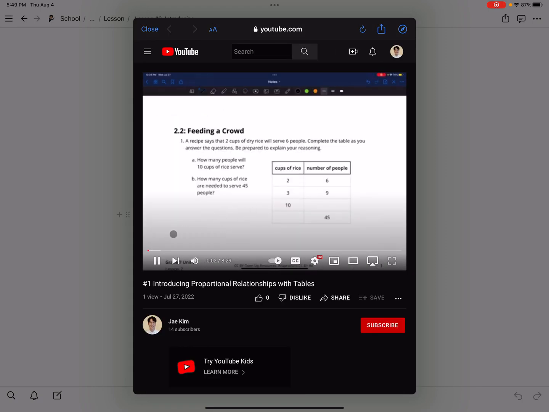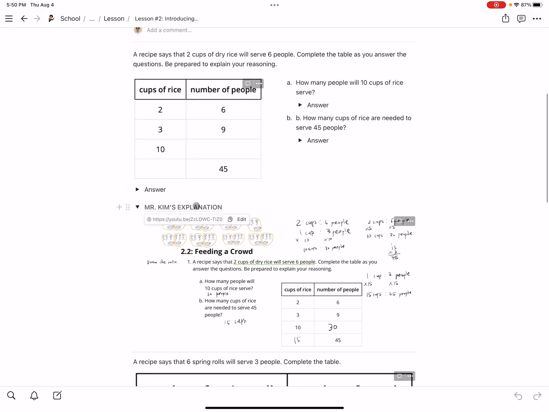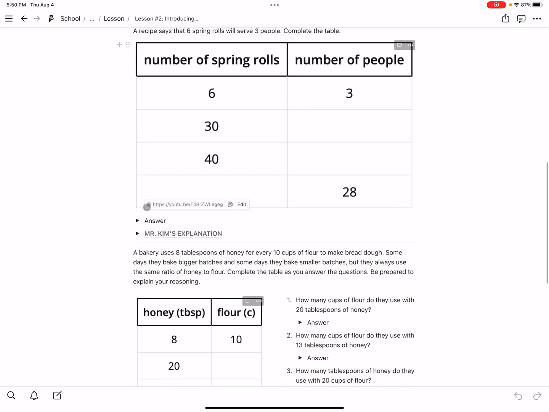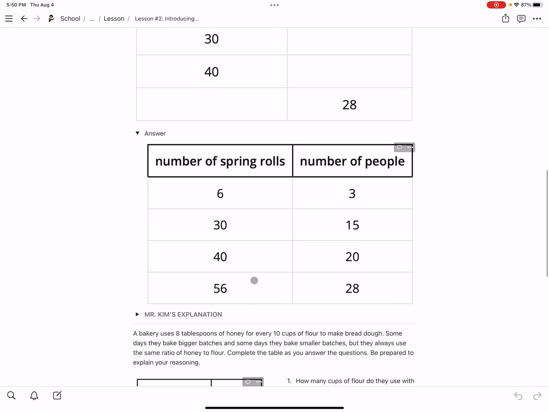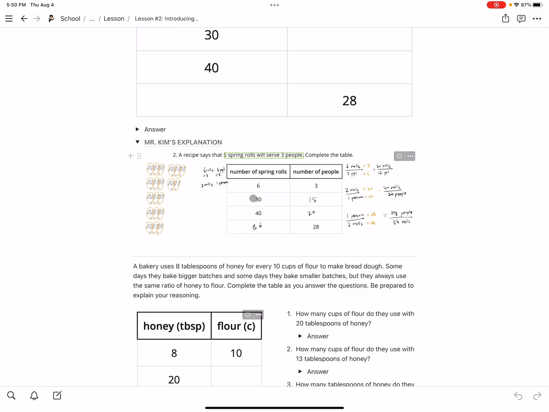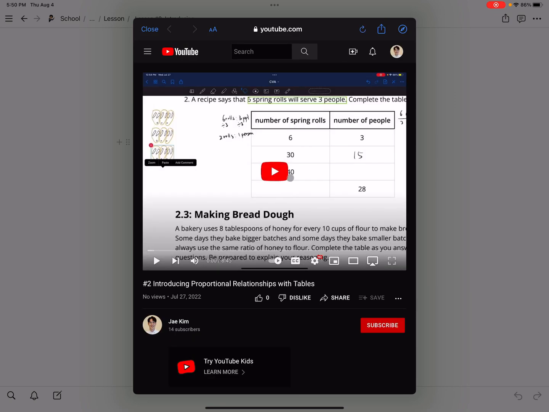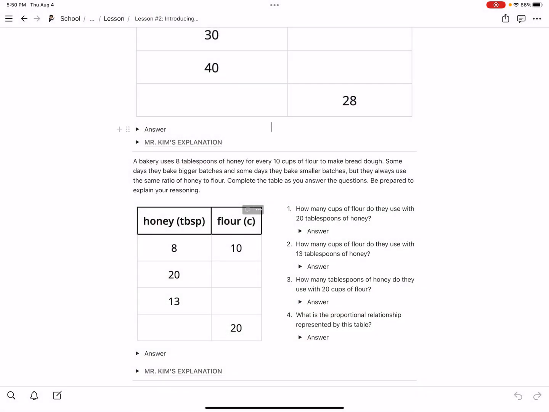All right, everyone, let's take a look at this problem here. It says a recipe says that 2 cups of dry rice will serve 6 people. So this video is explaining this problem right here. If you click right here, it will take you to the video. If you click this arrow, it's going to take you to the work that I did on the video. And that's the same case with this one. This one only has one problem, so this is the answer. If you click on this one, as you can see, it will show you my work, and also the video that I recorded for this specific problem. So that's how this is broken up.